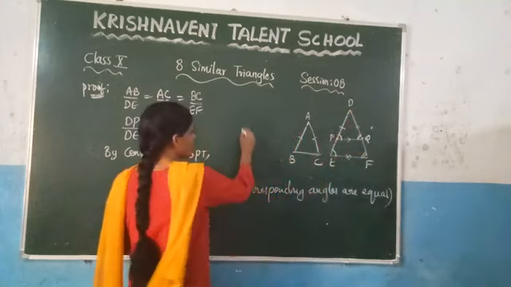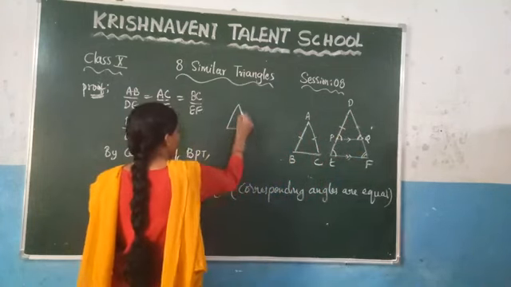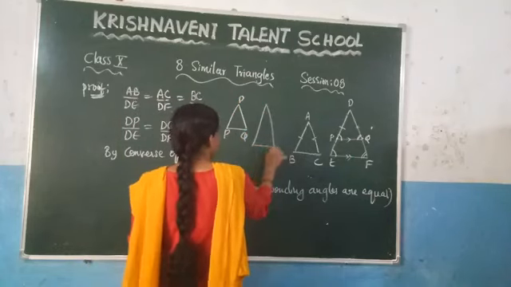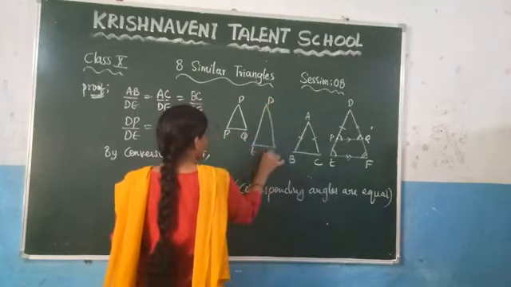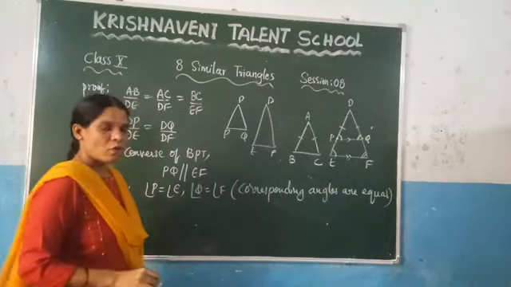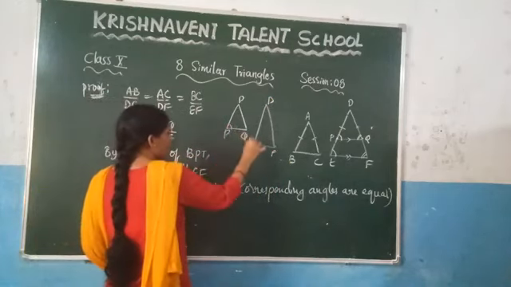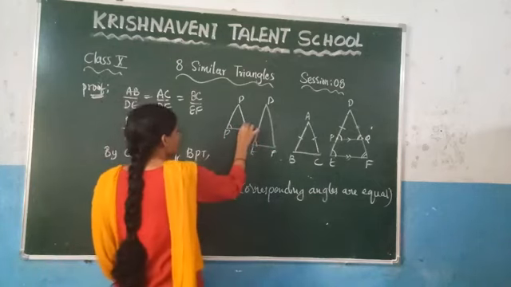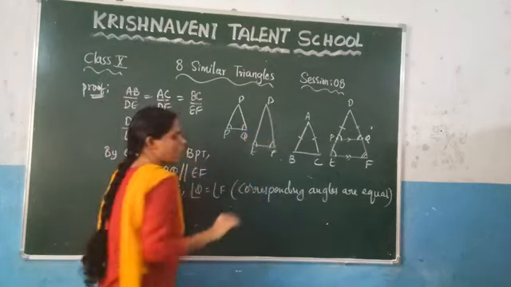Here I am drawing separately the smaller triangle DPQ, and one more triangle, which is the bigger triangle DEF, right? So here we got angle P is equal to angle E, corresponding angles are equal. Similarly, angle Q is equal to angle F.